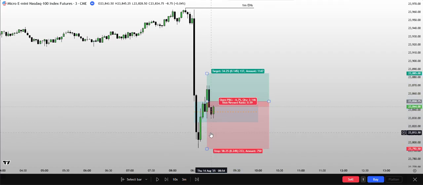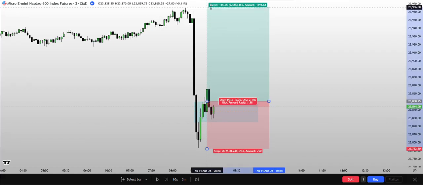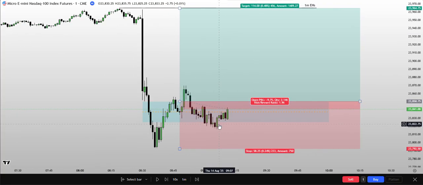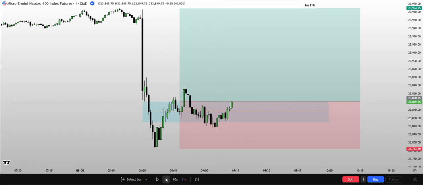Again, it'd be a bit premature. Plus, it's just before the 9 a.m. AM session, beginning of the AM session, so it's a bit lower probability, but we'll see how price holds here. Let me go on the lower time frame as well. Again, sweeping internal lows here. Just sweep after sweep.